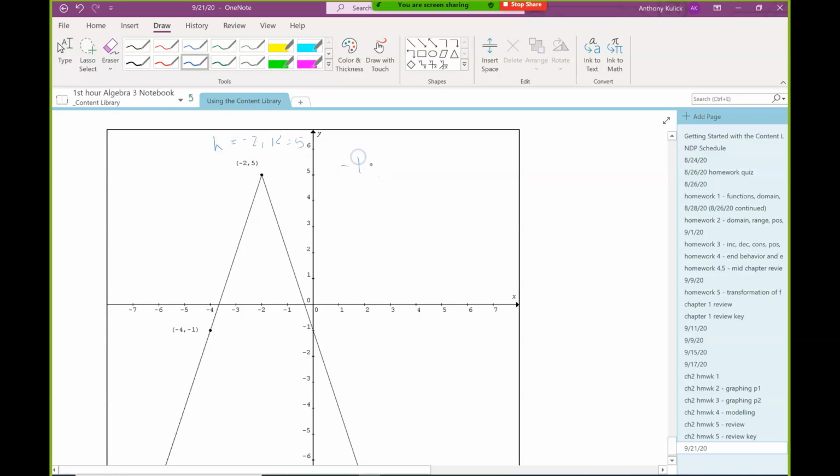So when I plug everything in, negative 1 equals a times the absolute value of negative 4 plus 2, plus 5. So I subtract the 5 over. Negative 4 plus 2 is negative 2, but the absolute value of that is positive 2. And I divide by 2, and there's my negative 3. And there's our final answer.